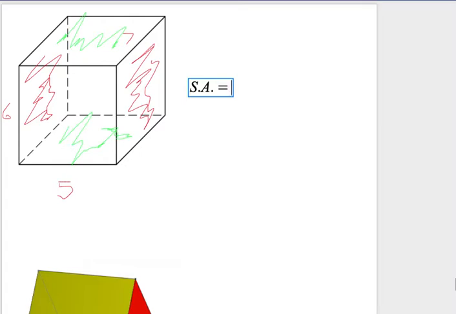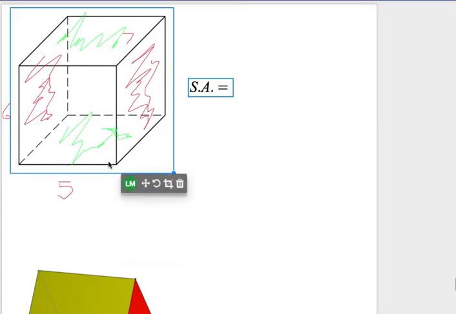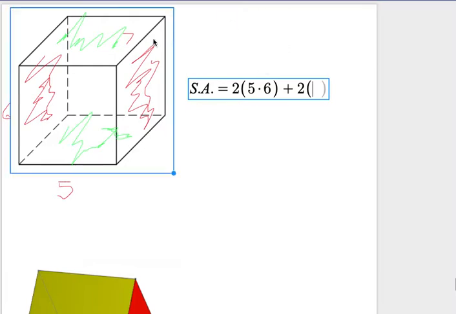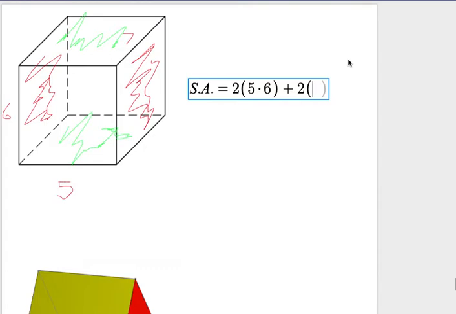And I'm going to first find that front piece, which would be 5 times 6. And there's 2 of those, so I'm going to do 2 times, and I'm going to put 5 times 6 plus, I'm going to do the two top pieces. So I'll have 2 times, the top piece looks to be 7, and this length right here is 5.